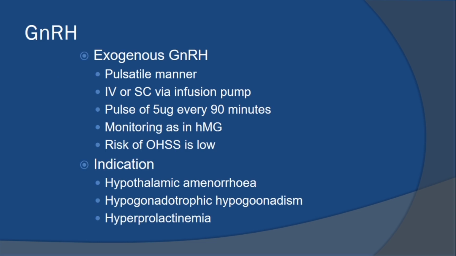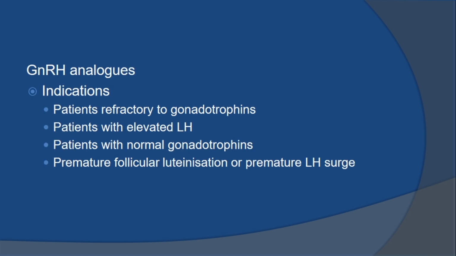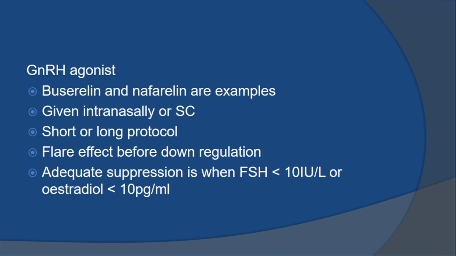Gonadotrophin releasing hormone can also be used, but you have to give it in a pulsatile manner to try and mimic the physiological way in which it is delivered. Indications for it include hypothalamic amenorrhea, hypogonadotropic hypogonadism, and you can also use it in case of hyperprolactinemia. The use is indicated in patients that are refractory to gonadotrophin, patients with elevated LH, and patients with normal gonadotrophin. Premature follicular luteinization or premature LH surge is also an indication for the use of gonadotrophin releasing hormone analog.